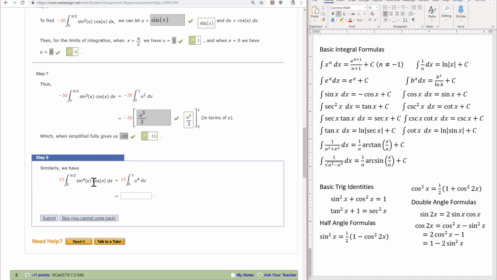Our last one, we'll do the same thing. We'll let u equal sine x again, and then we'll have a cosine x dx as the derivative. So that's the du that's going to get replaced. And so we're just going to integrate this. So this is going to be 15 times, the integral of this is u to the 5th over 5. And so we put 1 in there, so that'll just be 1/5. And then we put 0 in there, we get 0. So 15 divided by 5 is 3.